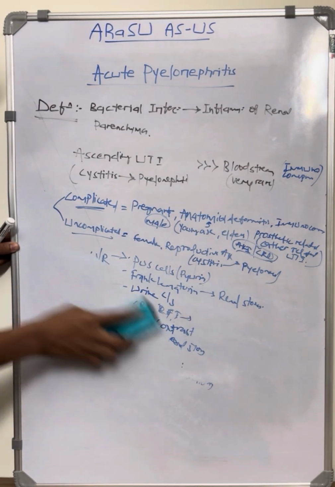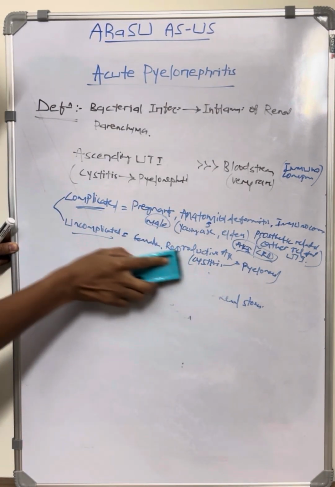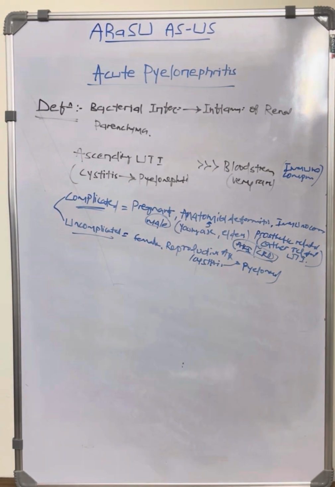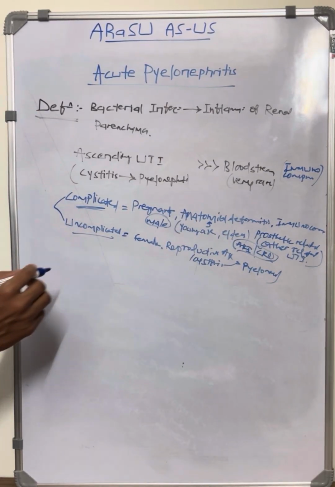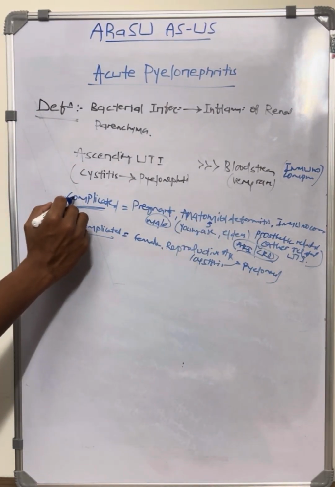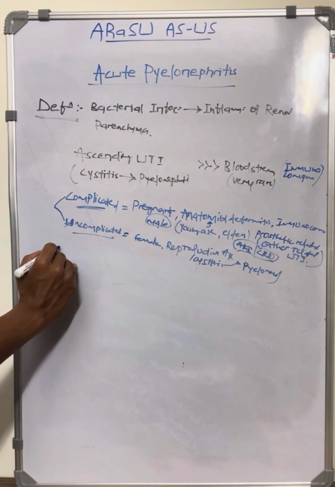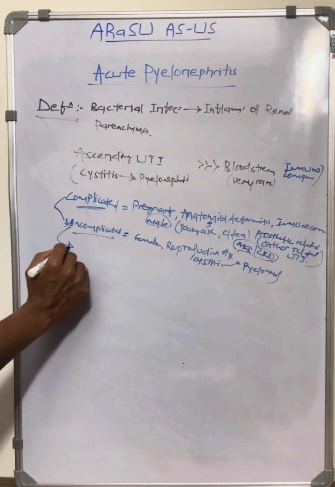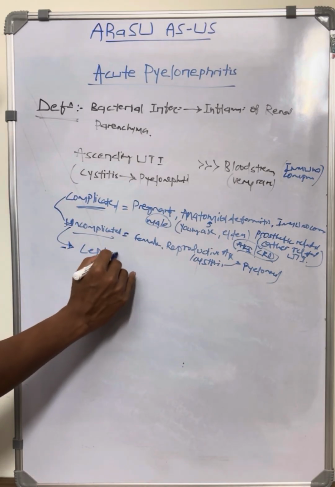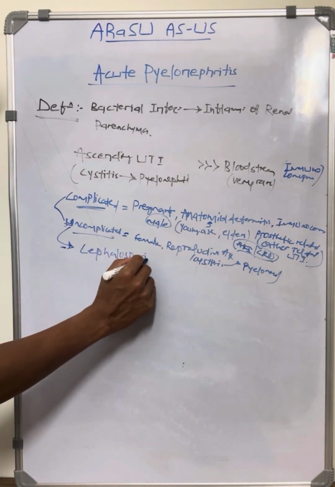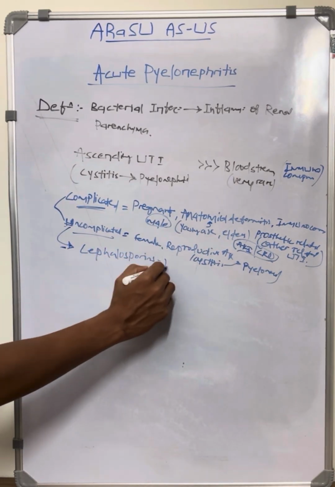Coming to management, the choice of antibiotics here is, as we just discussed, common organisms are gram negative, and if the case is uncomplicated, we can use cephalosporins for 10 to 14 days.